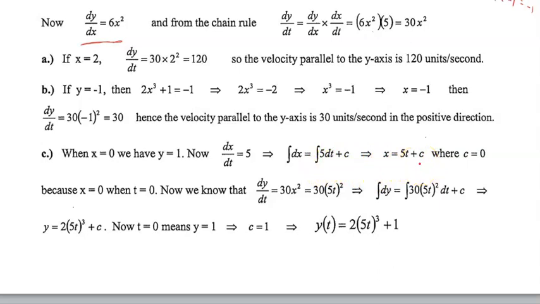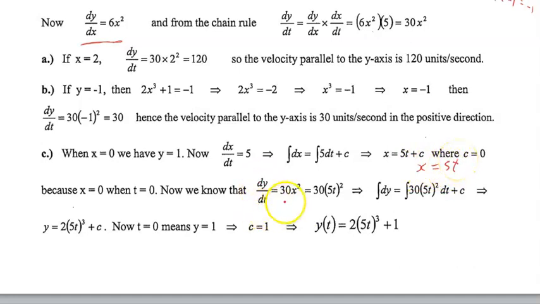Now, c equals 0 because when t is 0, x is 0. So if we put 0 in here, 5 times 0 is 0, x is 0, so c must be 0. We've got no choice. That happens when x is 0, t is 0. Now we know that dy/dt was 30x squared, and because c is 0, our solution is x equals 5t.